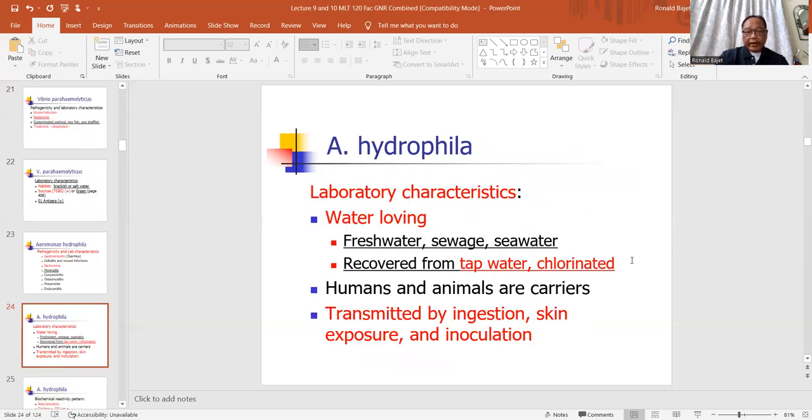The laboratory characteristics, as you can see from the name hydrophila, it's water loving. It likes fresh water, sewage, seawater, and it's recovered from tap water or chlorinated water. It's transmitted by ingestion, skin exposure, and inoculation. So with all the information I've given you so far on Aeromonas hydrophila, it's hard to pinpoint, well, what is it about this organism? Am I supposed to know? What is it that makes it unique compared to all the other non-fermenters?